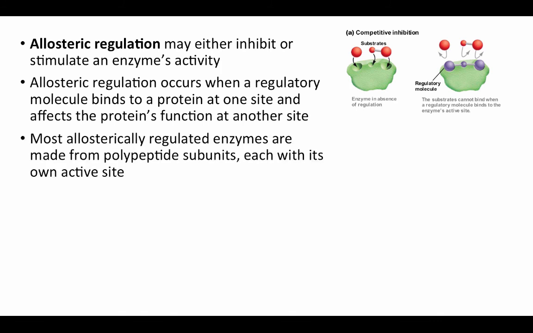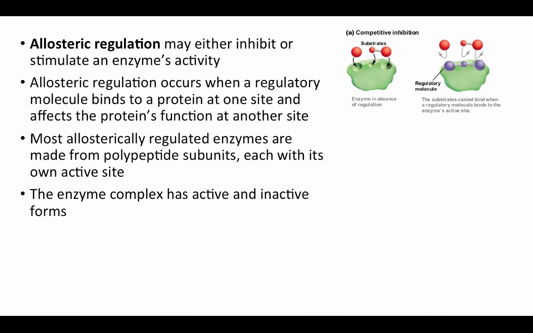So most allosterically regulated enzymes are made from polypeptide subunits, so that quaternary structure that allows individual polypeptide subunits to work together as a functional protein. And each of those polypeptide subunits will have its own active site. So you can have more than one active site on a functional protein. And this enzyme complex is going to change its shape and oscillate between active and inactive forms.